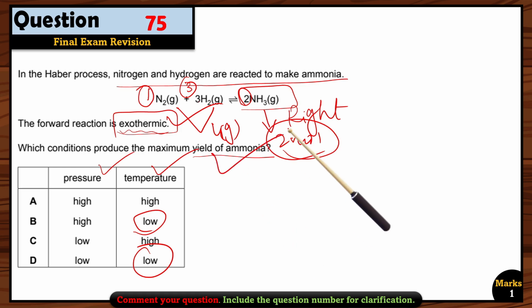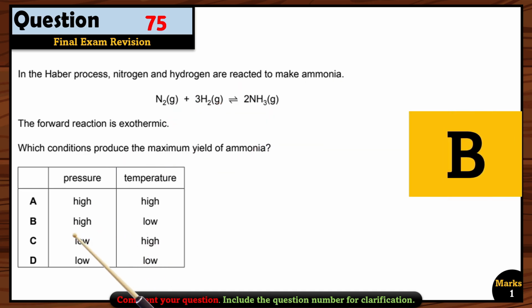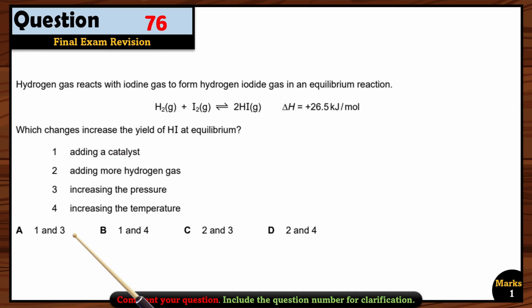So the maximum yield of ammonia we can get is if the temperature is lower and the pressure is higher, because the moles of NH3, ammonia, are lower. So you can increase the pressure to high. So option B is the right option. Let's see again another example.